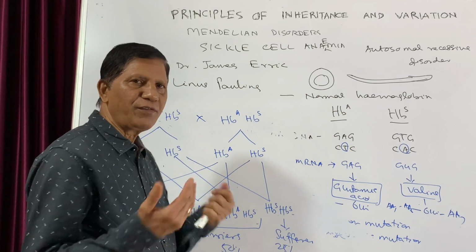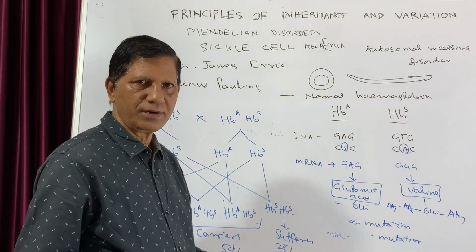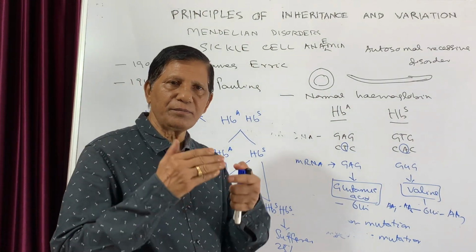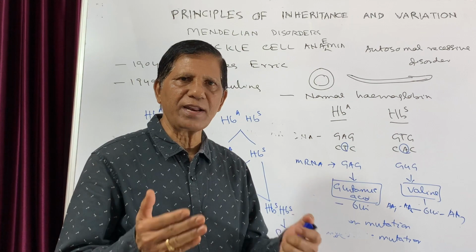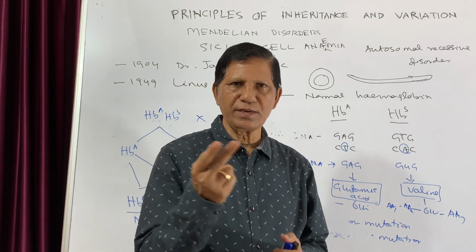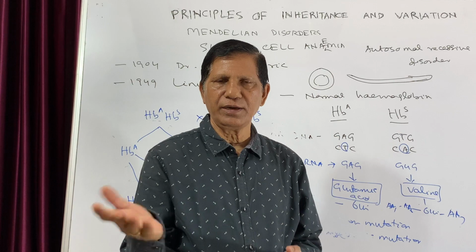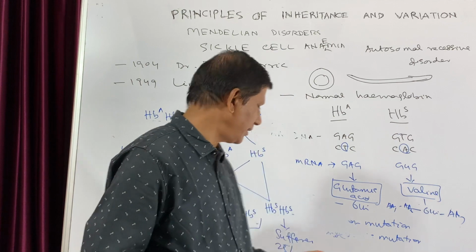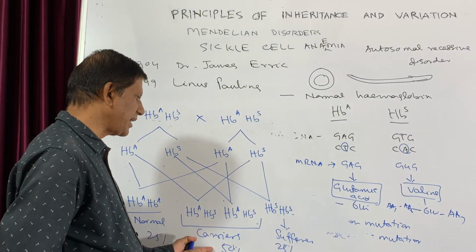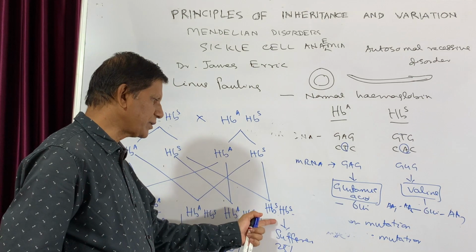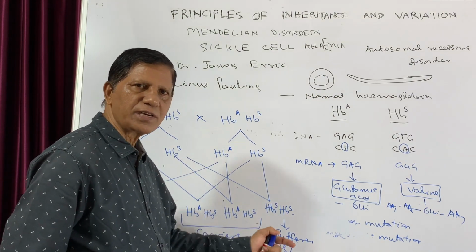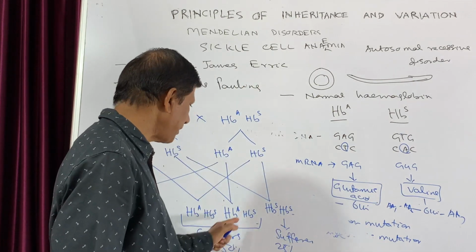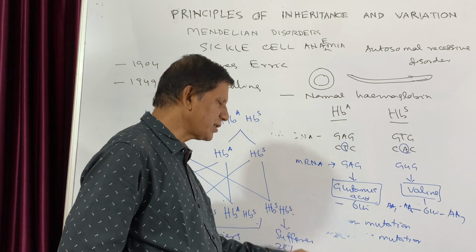So, how to avoid it? That is again important. We can avoid it by examining the blood samples before any marriage proposal. Suppose there is a marriage proposal between the two persons, one girl and one boy. If both of them are in heterozygous condition, that means they are carriers. So naturally, 25% of their children will suffer from sickle cell anemia. So if the marriage between the carriers can be avoided, then the sufferers can be avoided.